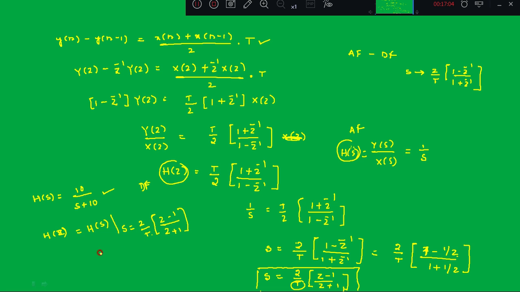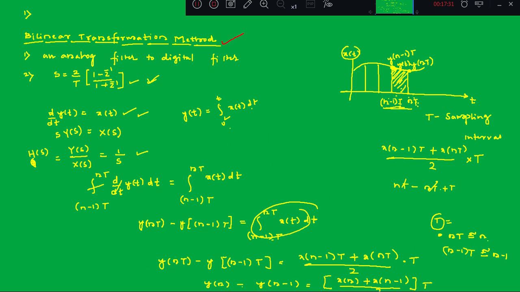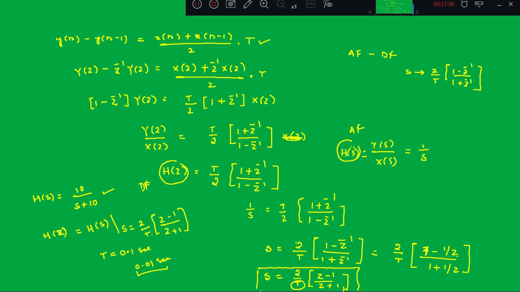Here, what is T? T is some sampling interval which could be 0.1 second or it could be 0.01 second, right? So it should be very small, right? So this is how we derive the substitution factor for the bilinear transformation technique, right? So I will recap this one.